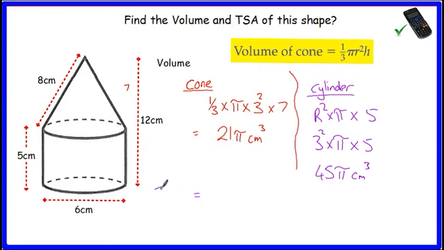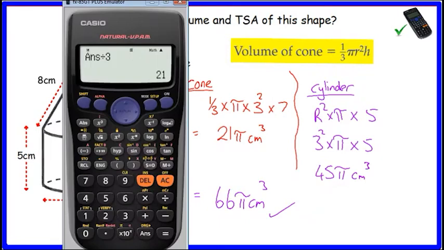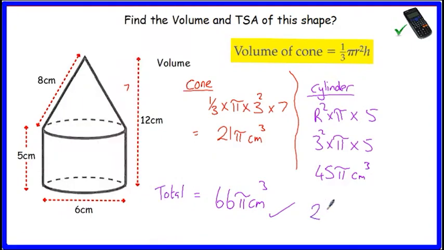Without a calc, I'm just adding those together. 66 total is 66 pi centimeters cubed. I can do that quite easily without the calc. Leave my answer like that and it's fine. If you want the definite answer, 66 pi is equal to 207 to 3 significant figures. So I'm more inclined to leave it like this. It's less work.